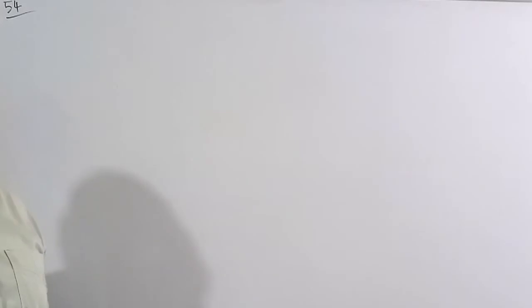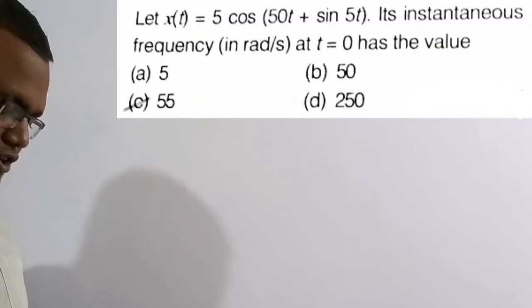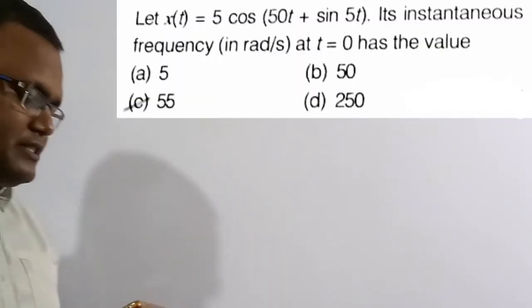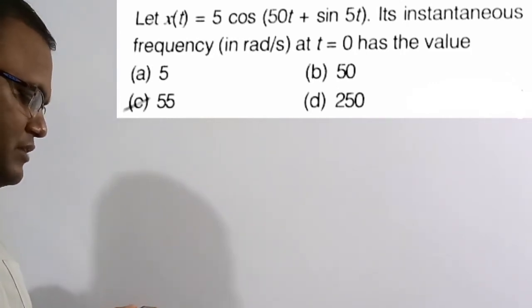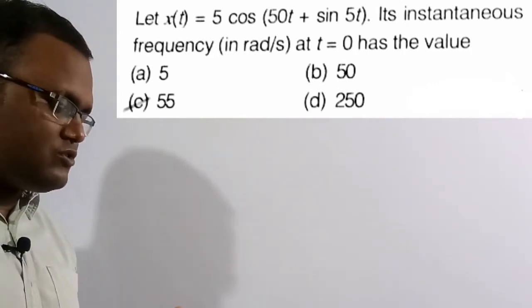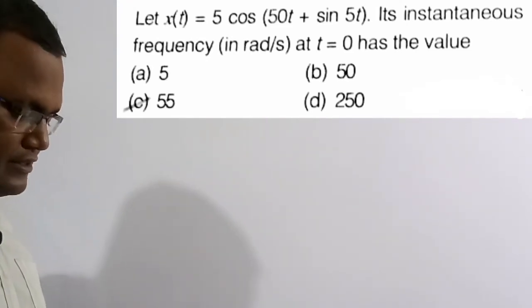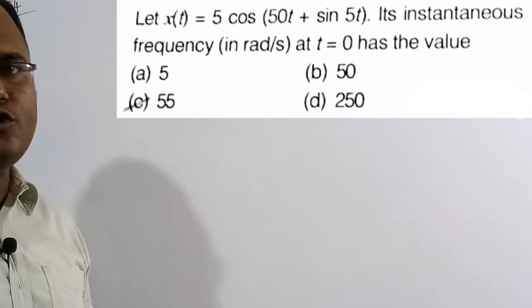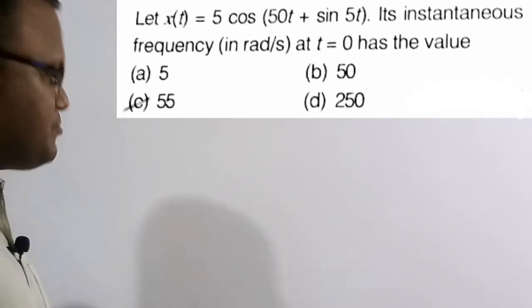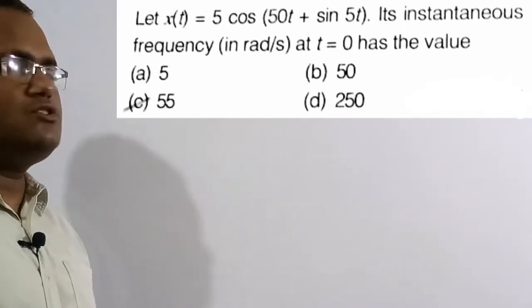Here now we are going to solve the 54th question. See the question here. Let x of t is equal to 5 into cos of (50t plus sin 5t). Its instantaneous frequency in radians per second at t equal to 0 has the value. So we are going to find the angular frequency, meaning radians per second, at t equal to 0. What are the four options? Option C is the correct solution of this question. So let's solve this numerical.